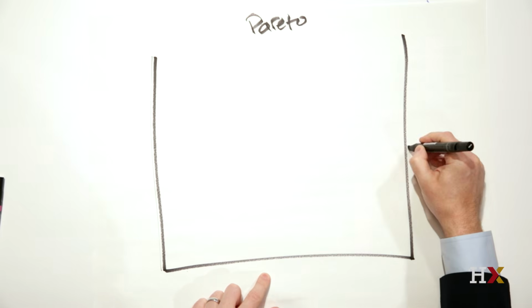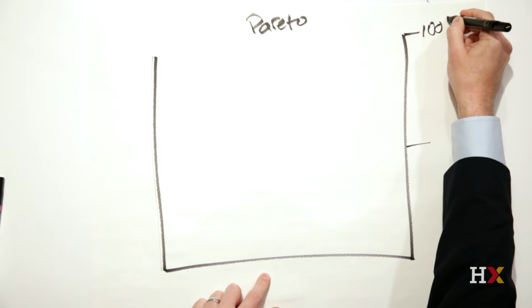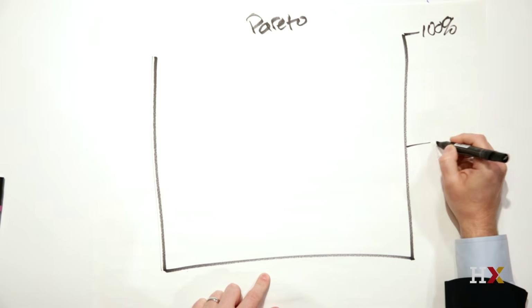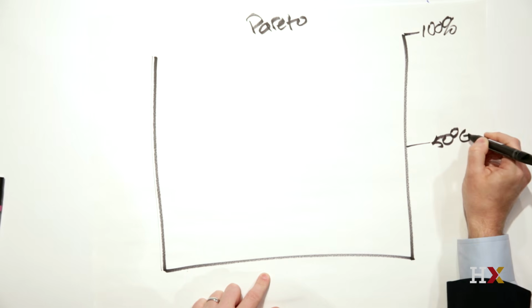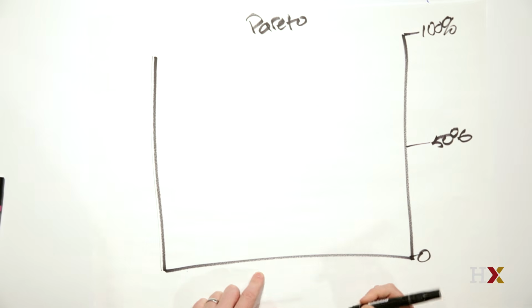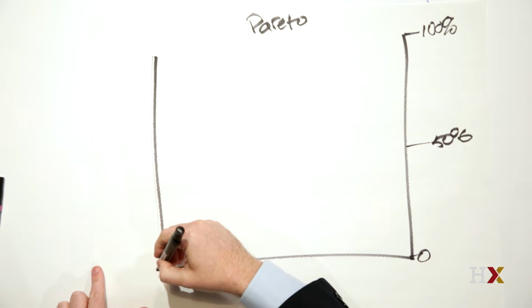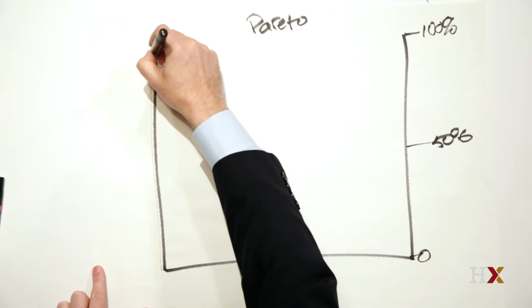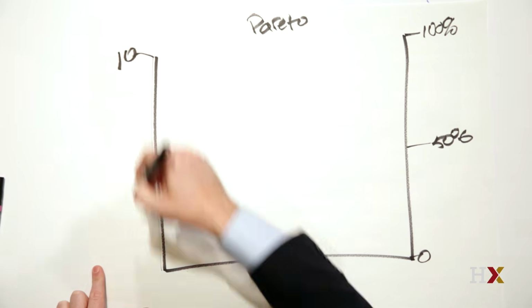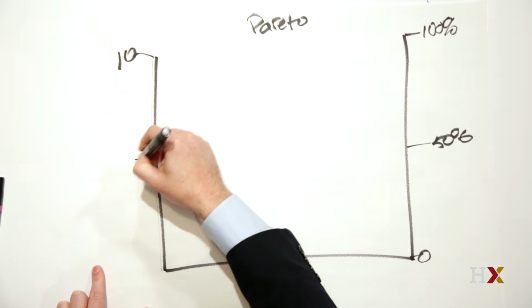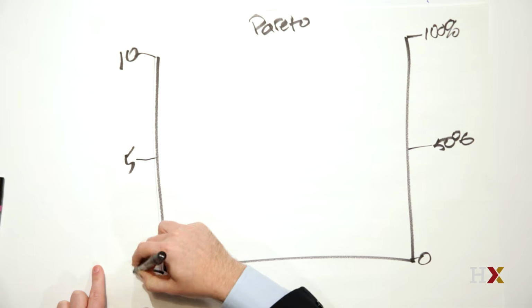So we're just going to try to keep it simple here. We'll put 100%, 50%, and then just down here at 0. On the left-hand side, this is the frequency in which an issue occurs. So again, try to keep it simple here, and we'll go with 10, 5, and that would be 0.